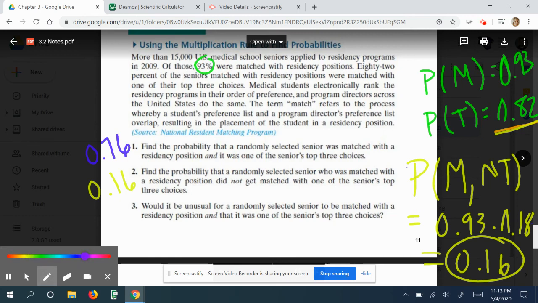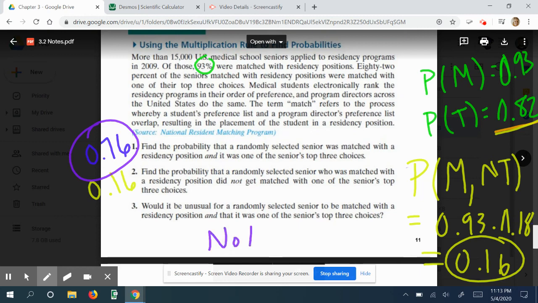Would it be unusual for a randomly selected senior to be matched with a residency position and that it was one of the top 3 choices? So would that be considered unusual? Well, 76% would be not unusual, right? So that would be not unusual. And remember, we think of unusual as numbers that are less than 40%. Or 50%. Well, I guess less than 40% would be as well, but generally less than 50% would be considered unusual. Okay?